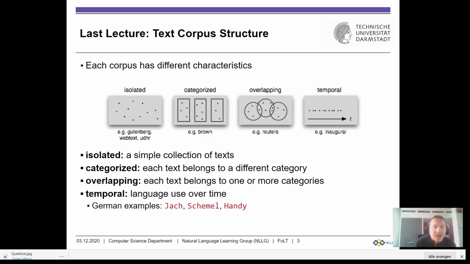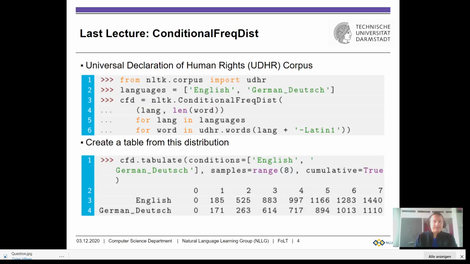So in the last lecture, to start out with a small recap as usual, we have talked about corpora and their different characteristics, whether they have labels, so whether the individual texts are classified into different categories or labels, whether the corpora are across a historical dimension, for example.